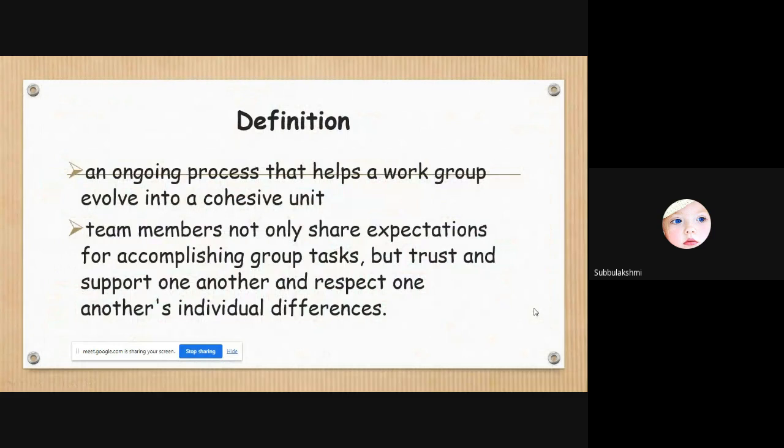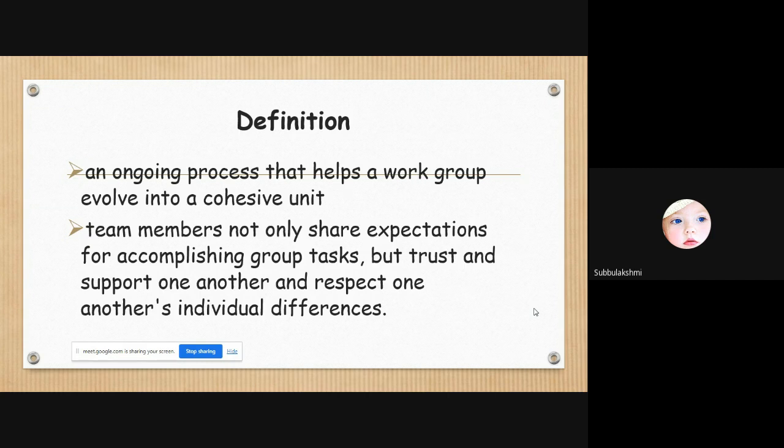Before getting into this, let me begin with the definition of this topic. How would we define team building skill in higher education institutions? This is actually a process. It is not something that happens overnight. It is an ongoing process. When we use the word process, it means we are going step by step towards achieving it. Naturally, team building also comes under that category.